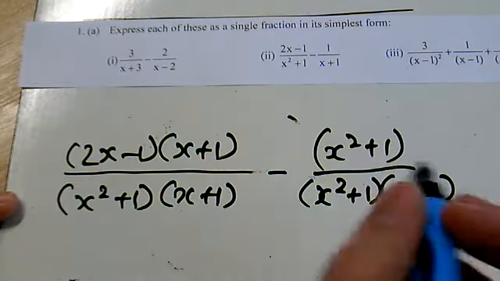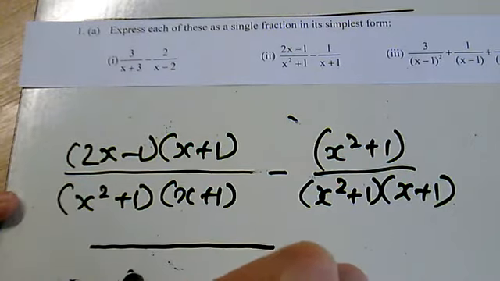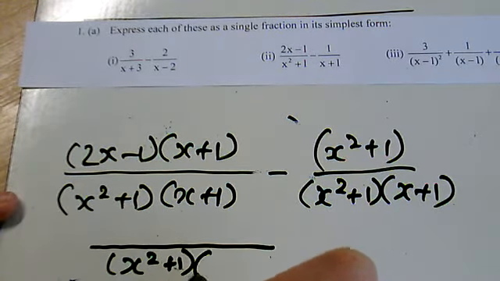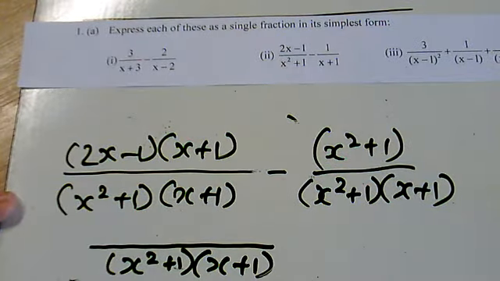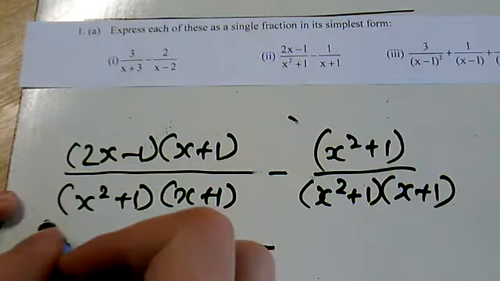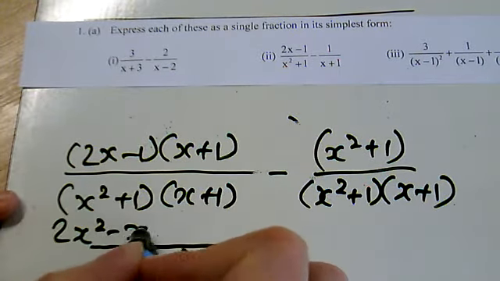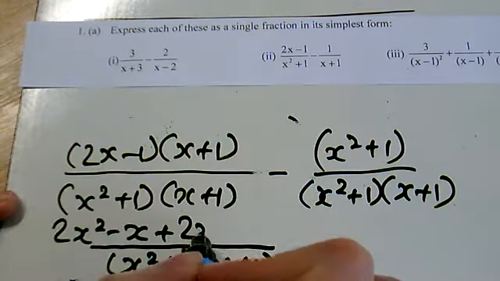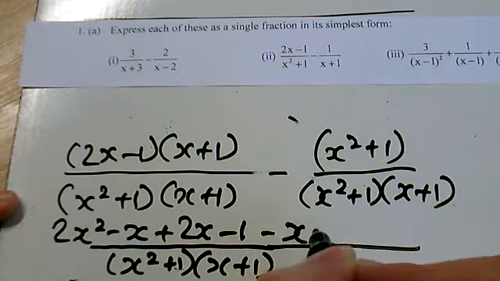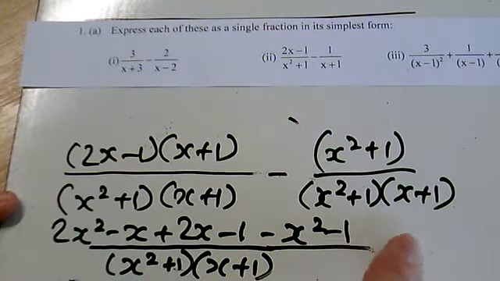Okay. Adding the fractions then, I've got a common denominator. So I need to simplify this and this to sort this out. So I'd have 2x squared minus x plus 2x minus 1 take away x squared, and watch out because you need to take away that 1 as well. So tidying up.